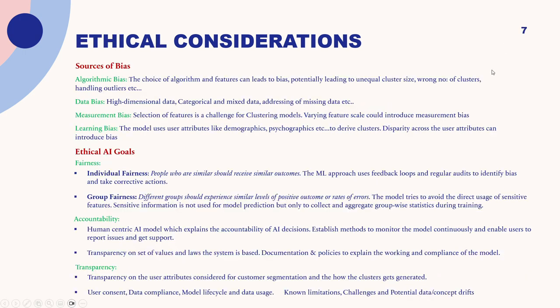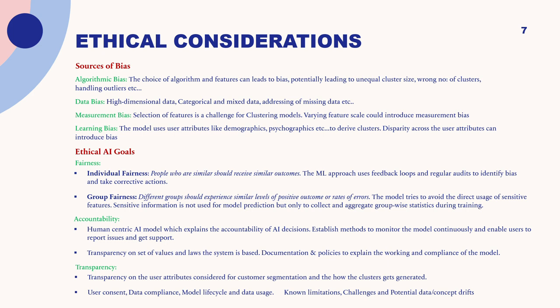Let's move into the last section, which is ethical considerations. There could be many possible sources of bias in building models. Ethical risk in AI systems can have significant consequences. So here the objective is to ensure a fair, accountable, and transparent AI model.